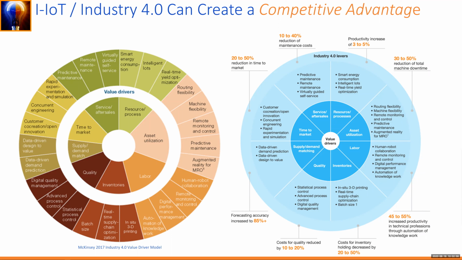So why I-IoT? Well, Industry 4.0, this is from McKinsey, talking about the impact that Industry 4.0 and I-IoT can have across all of the different areas of operations. And as you can see, not only just on the shop floor, but really across all of operations, IoT and Industry 4.0 can have really huge benefits in productivity increases, reduction in maintenance costs, reduction in time to market, etc.